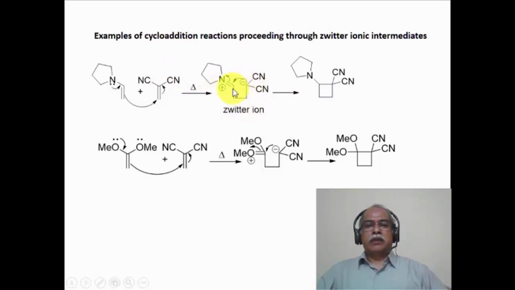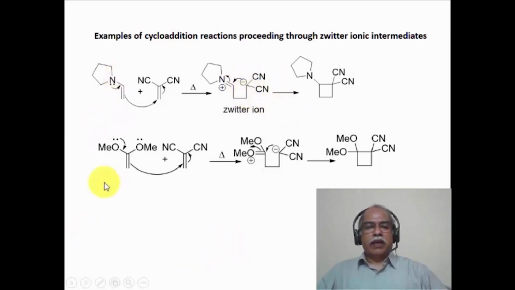Why is this zwitterion formed in this particular case? Because this zwitterion is particularly stable because of the stabilization of the positive charge by the nitrogen lone pair and the stabilization of the negative charge by the two electron withdrawing cyano functional groups. This is an active methylene kind of an anion that is generated in this particular system.